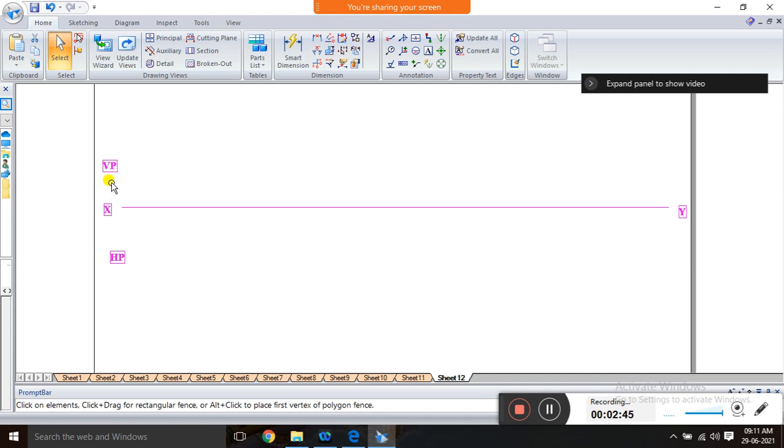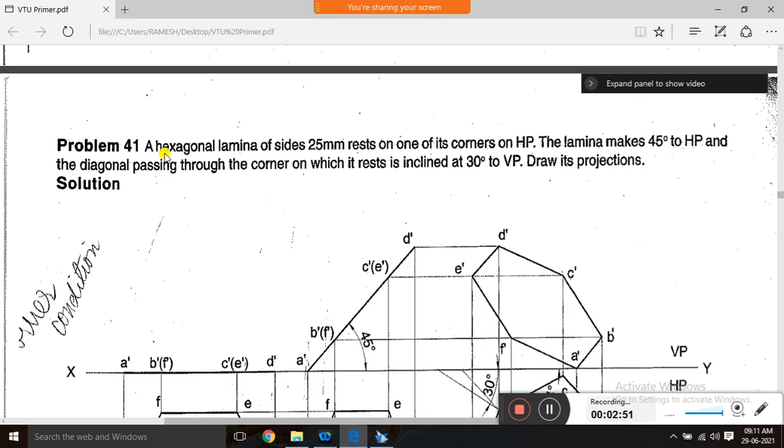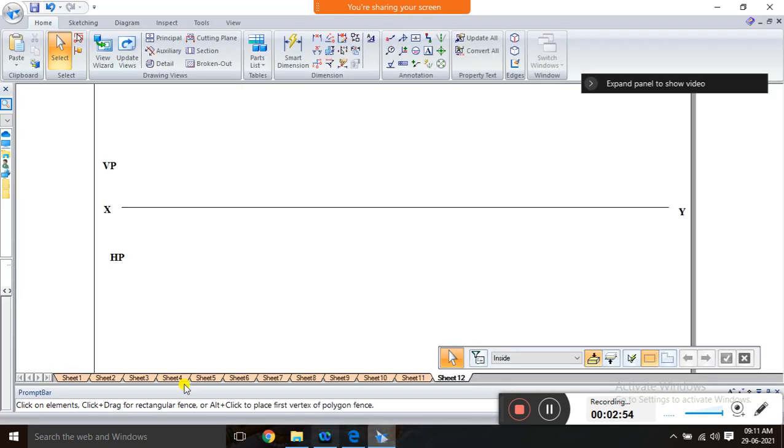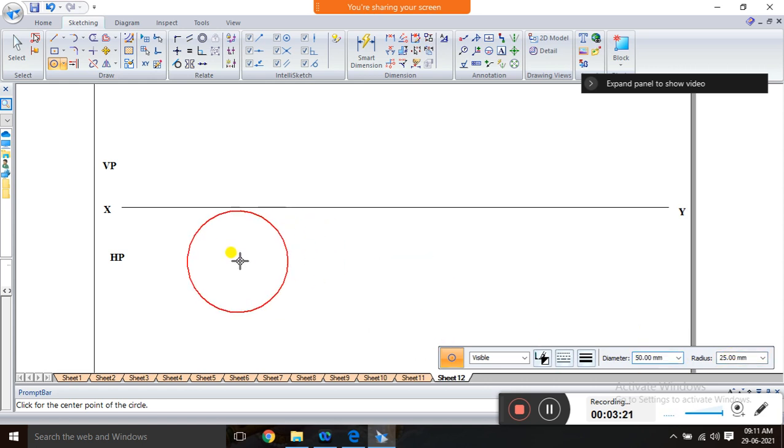First you have to write HP, VP, XY line. Then you have to construct the hexagonal lamina of 25 mm side. I already explained how to construct it manually as well as with the help of this software, and here I will show you how to construct manually. So you have to use a circle method. From your compass, make 25 mm as a radius. From the scale, take that compass and draw a circle.